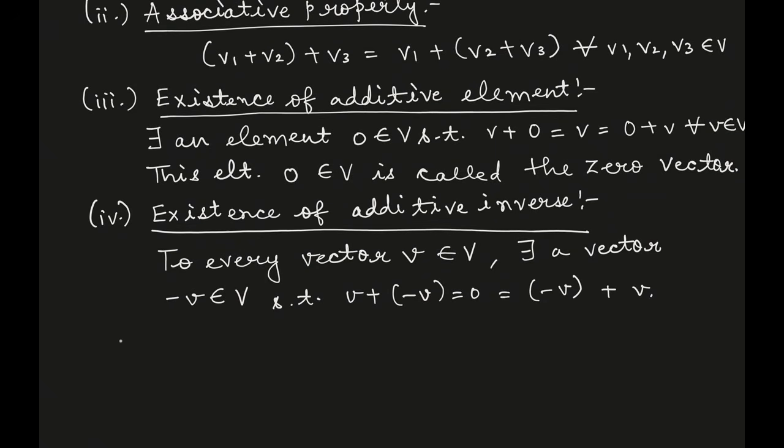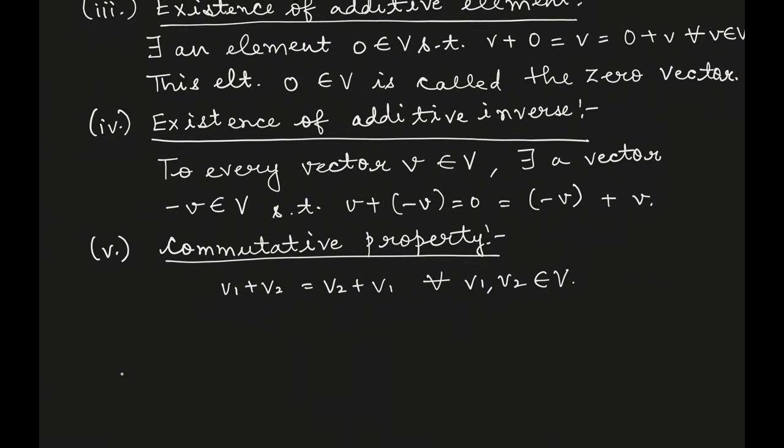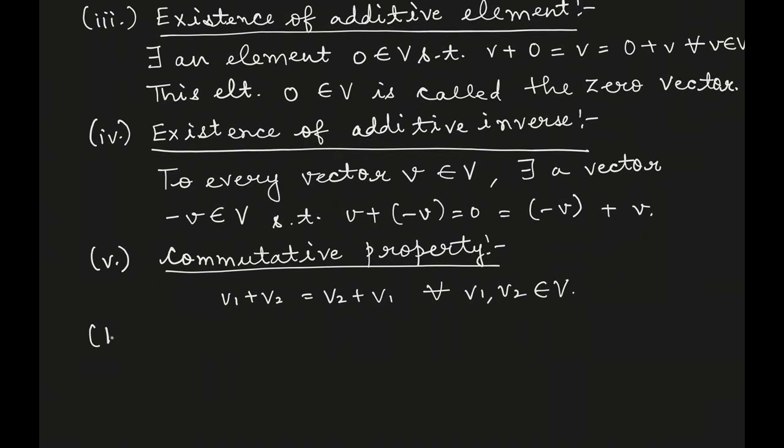Now after these, the fifth property is left, commutativity. Commutative property. Then only this will be an abelian group with respect to addition. V1 plus V2 is equal to V2 plus V1 for all V1, V2 belongs to capital V. Now after these 5 properties, it needs to satisfy one more property, which is the scalar multiplication property.